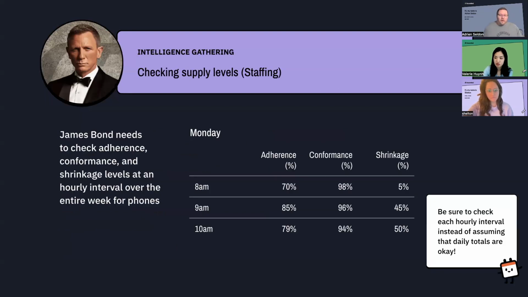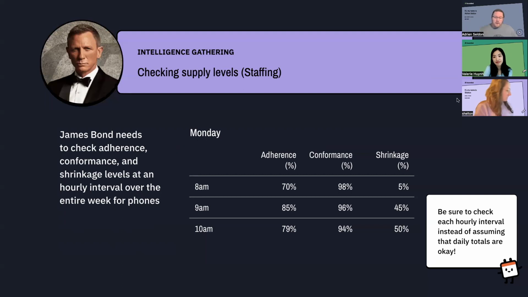So we're going to go through just a couple examples of data you might see here. Please do not hinge on this data being completely accurate. We're making examples that we can see here. This data may not work in real life, so we'll just roll with it here. But first of all, agent James Bond needs to check adherence, the conformance, the shrinkage levels at a minimum. Check these sort of things. You can check more, and then check them at the hourly level.